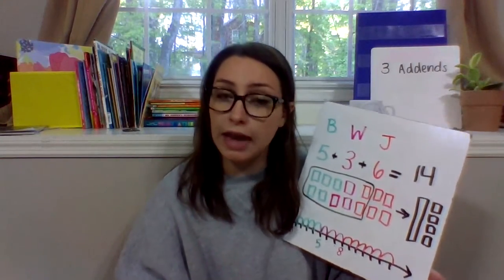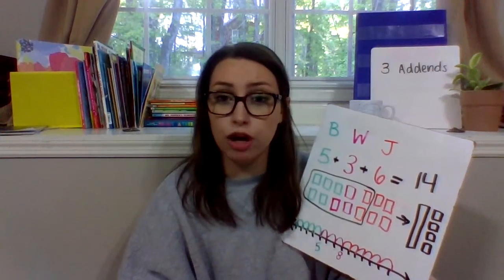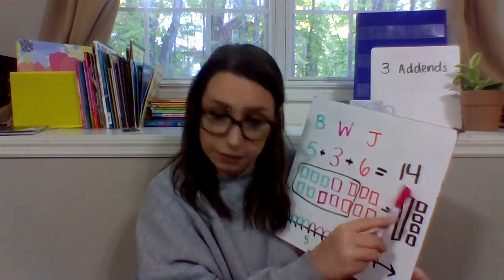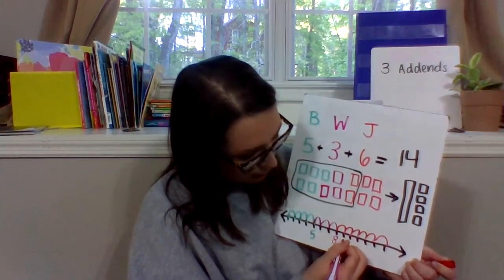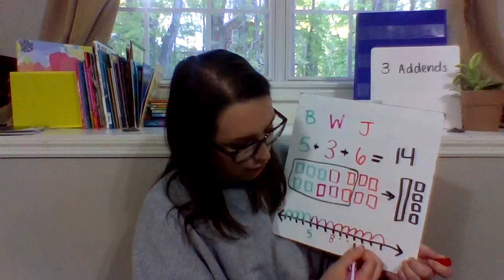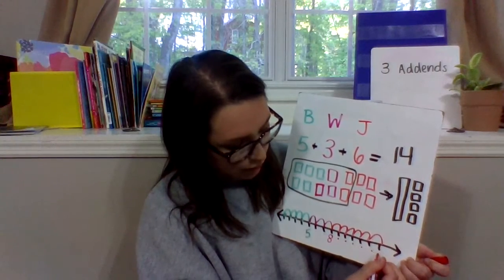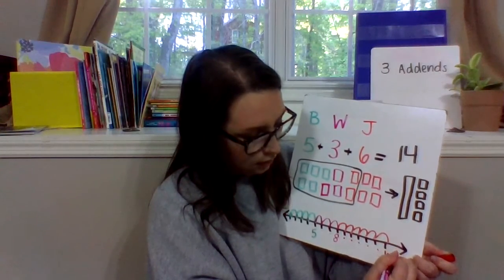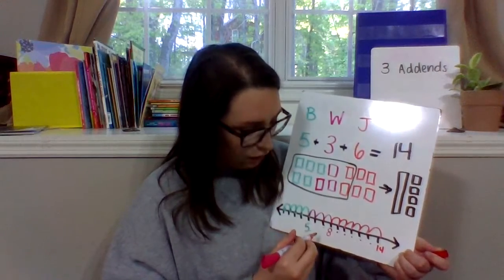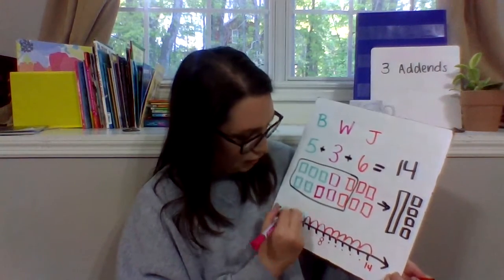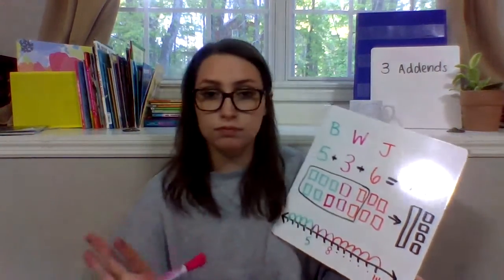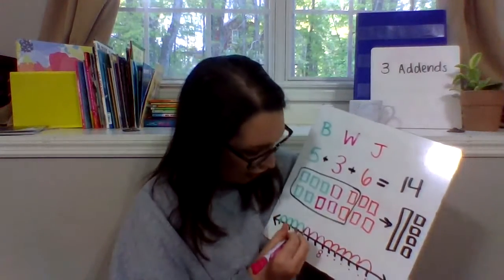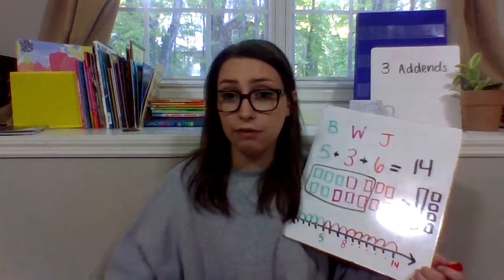Awesome. Let's count on and check with our number line to make sure that 14 is right. Okay, so 8, 9, 10, 11, 12, 13, 14. So 5 plus 3 plus 6 equals 14.